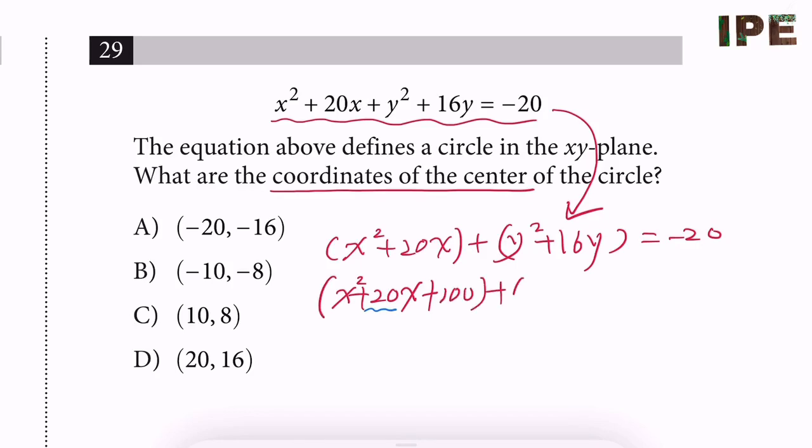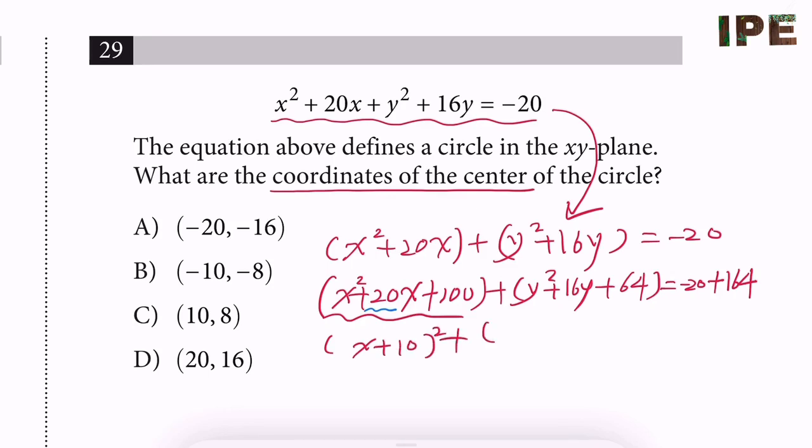And then to make a perfect square for the y group, y squared plus 16y, what is half of 16? Which is 8. So 8 squared is 64. So add 64. That is equal to negative 20. Because we added 164 on the left side, we can add the same number, 164, to the right side. Now, this one is x plus 10 whole thing squared, and this one is y plus 8 whole thing squared. That is equal to 164 minus 20, which is 144.